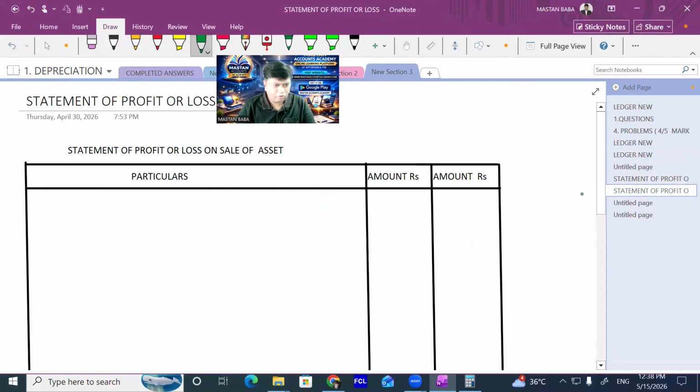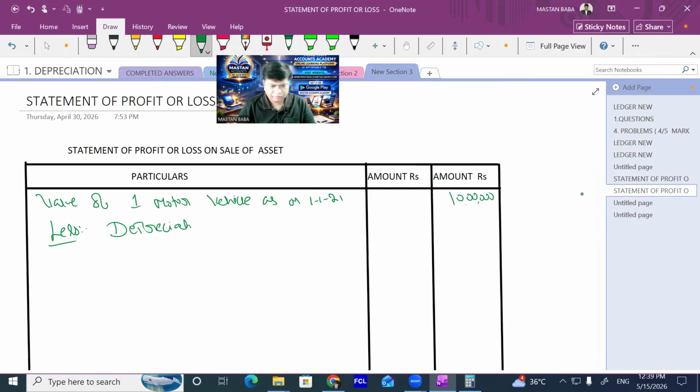So what we are supposed to do? Value of first motor vehicle as on 1/1/2021, it is obviously 10 lakh. Okay, right? Less depreciation up to date.